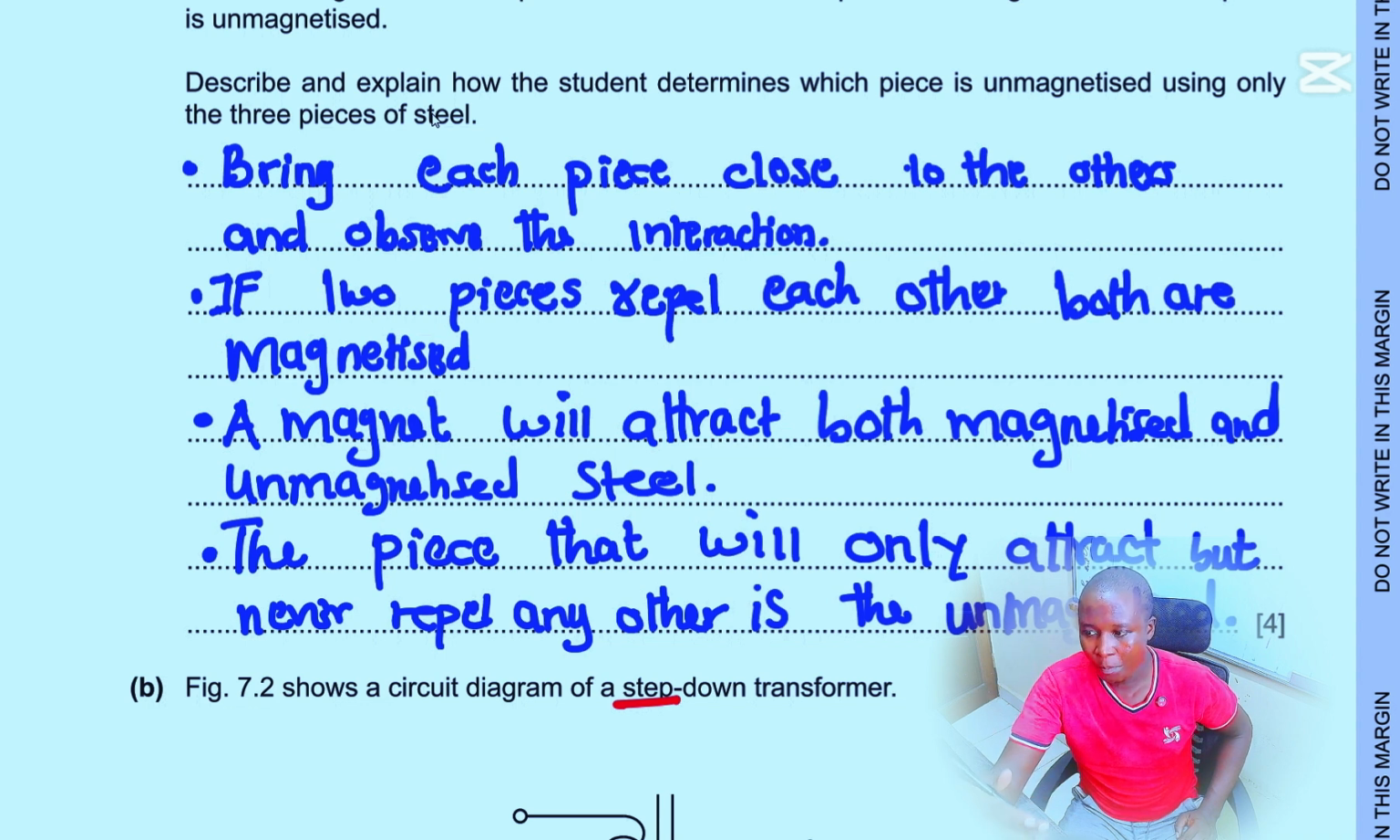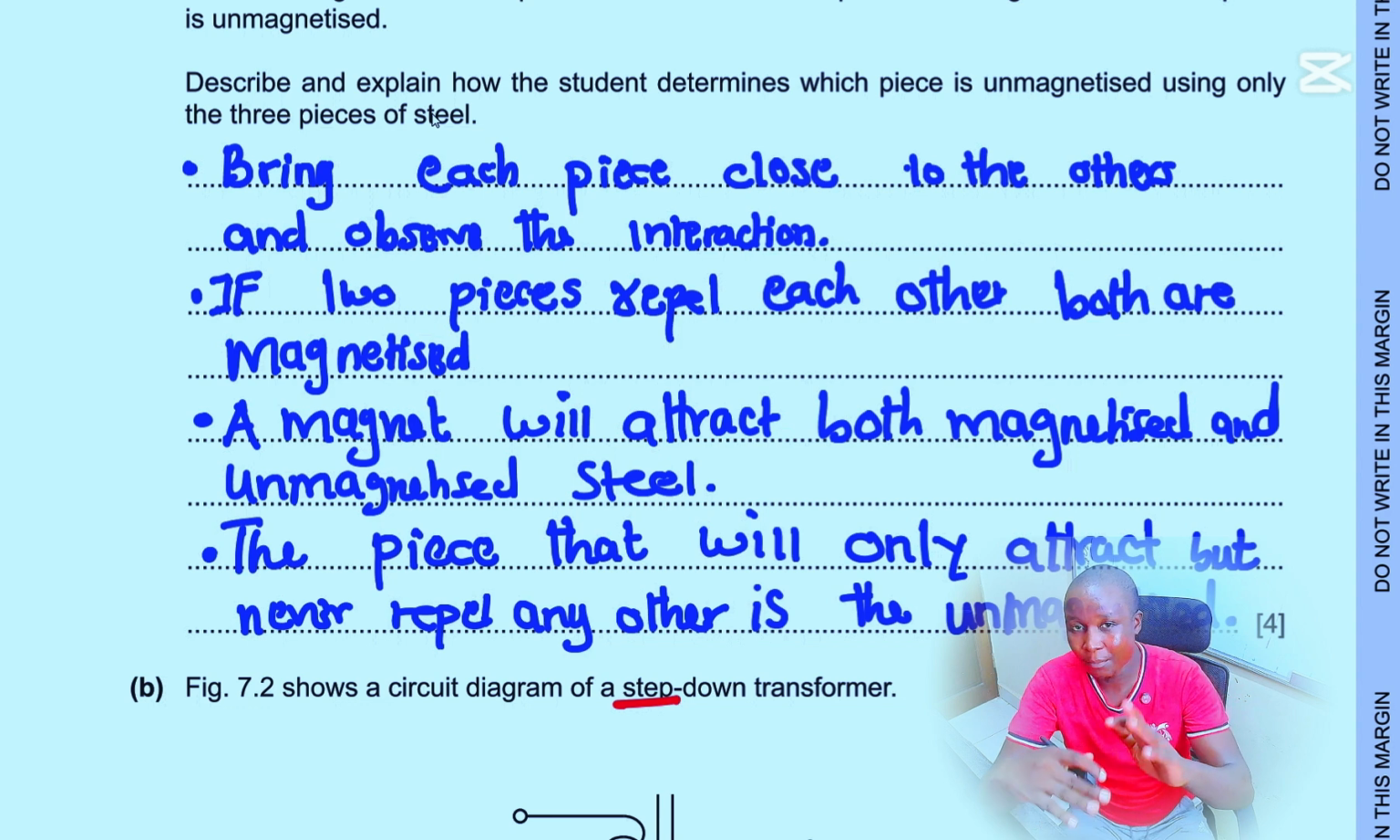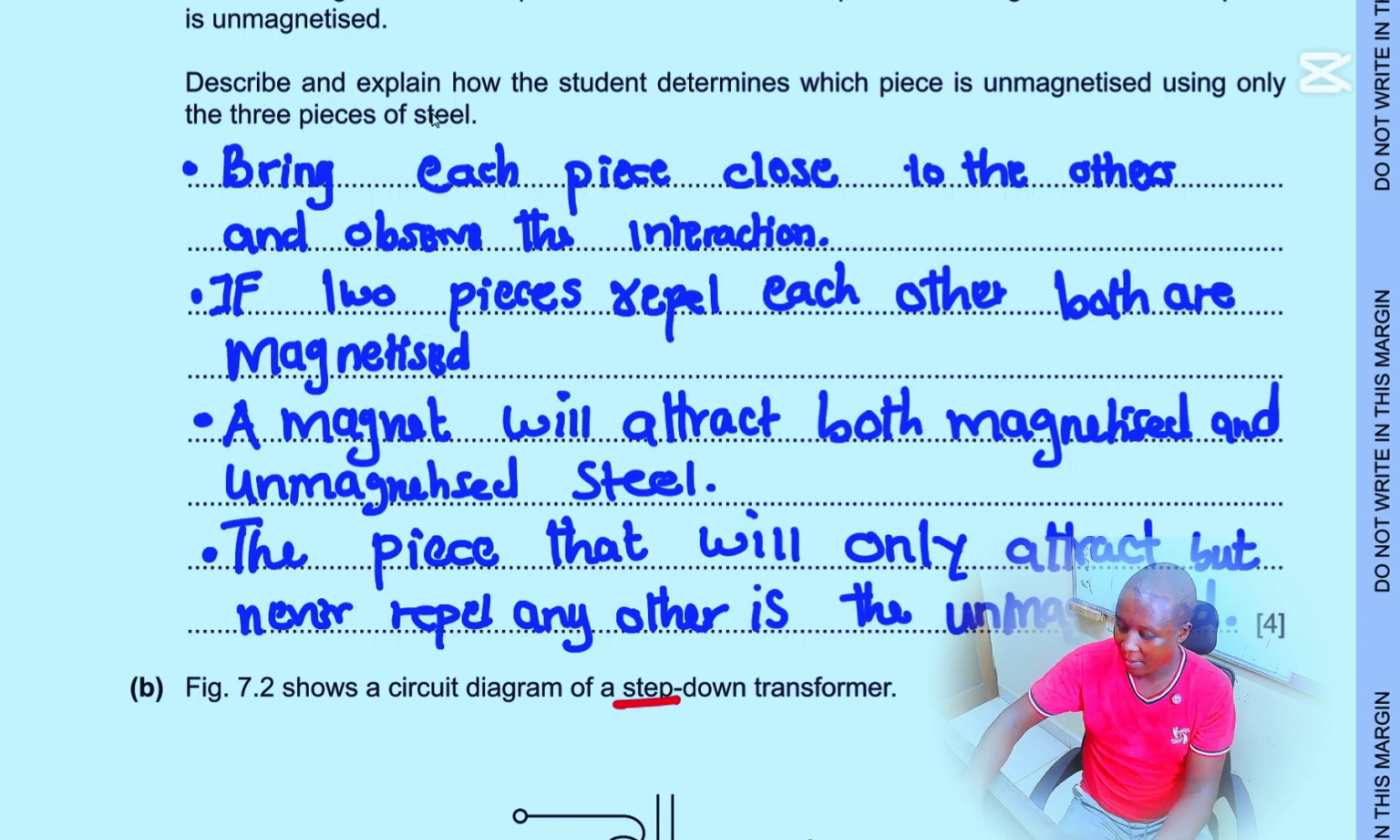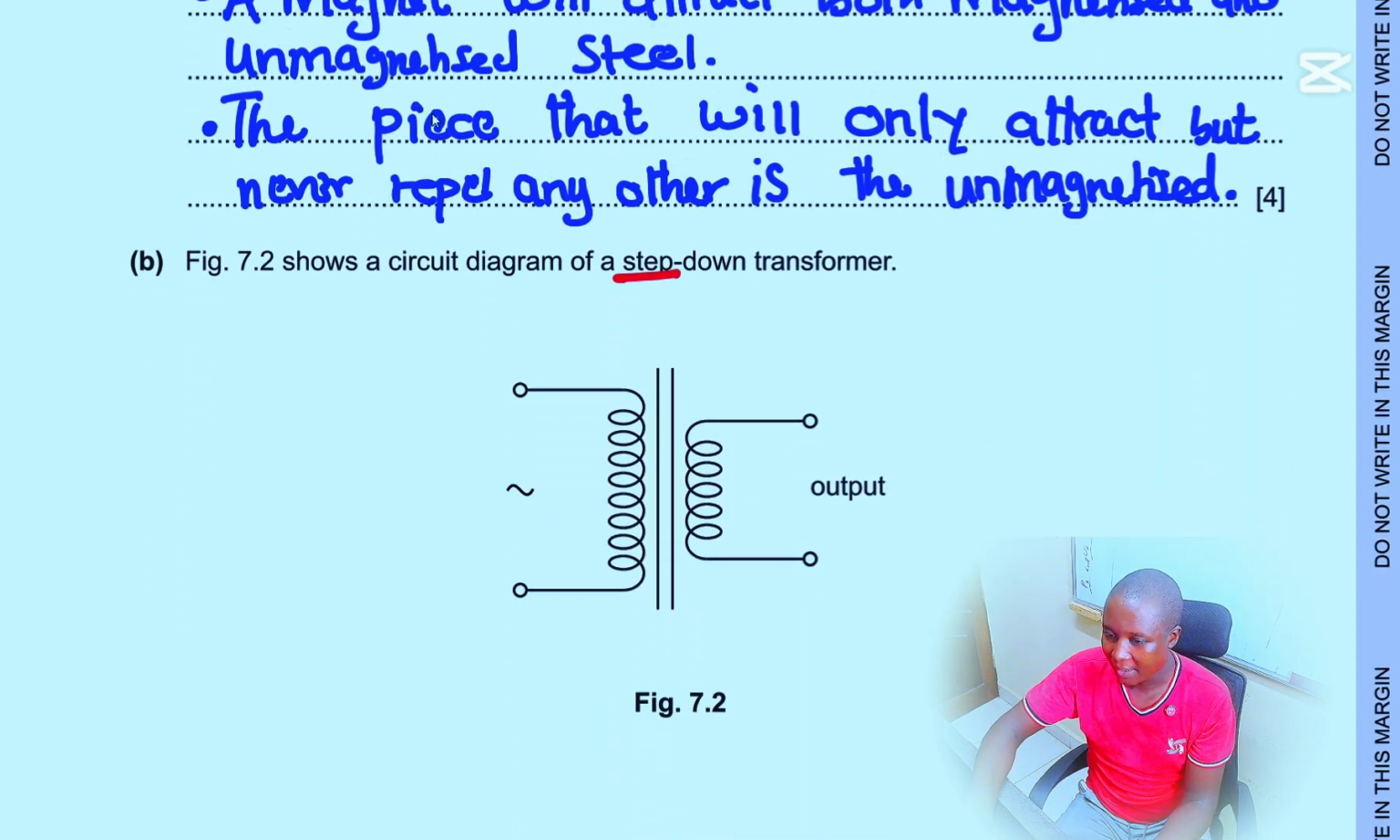So if 2 pieces repel each other, then it means both are magnetized. A magnet will attract both magnetized and unmagnetized steel. So the piece that will only attract but cannot repel, that is the unmagnetized one.